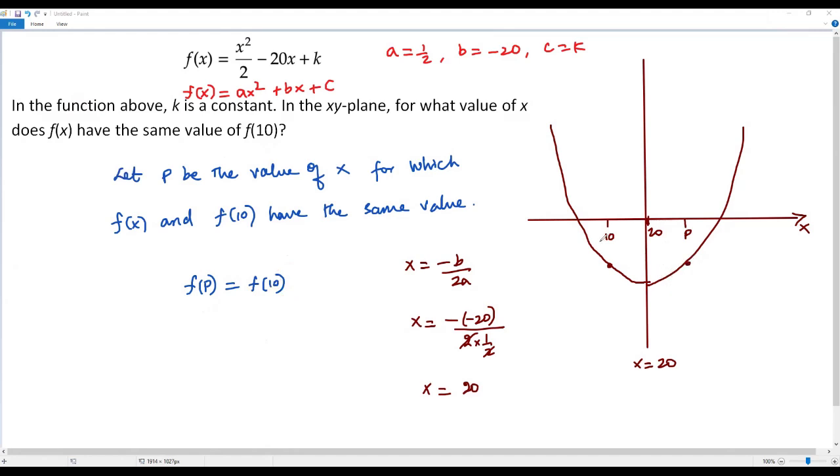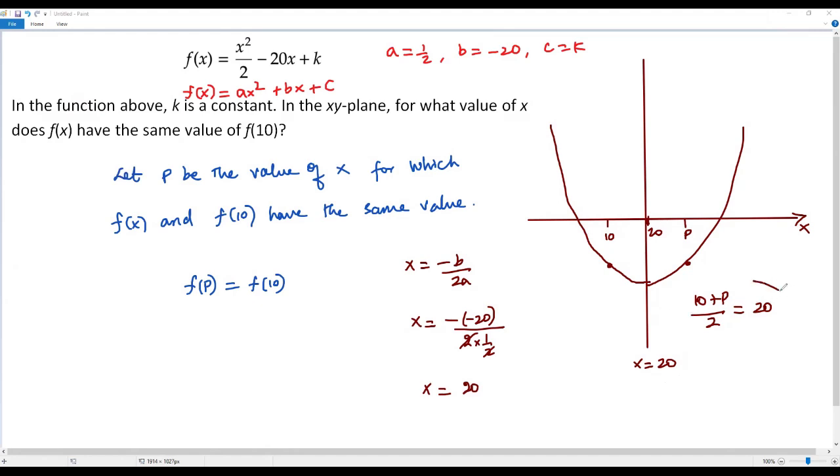Since we have the same y-coordinate when x equals 10 and x equals p, the average of these two x values must be equal to the value we have at the axis of symmetry, that is 20. Now let's find the average of these two values of x, that is 10 and p. For that, we add the two values and divide by 2. This average of 10 and p must be equal to the x-coordinate of the vertex, or the value of x at the axis of symmetry, that is 20.